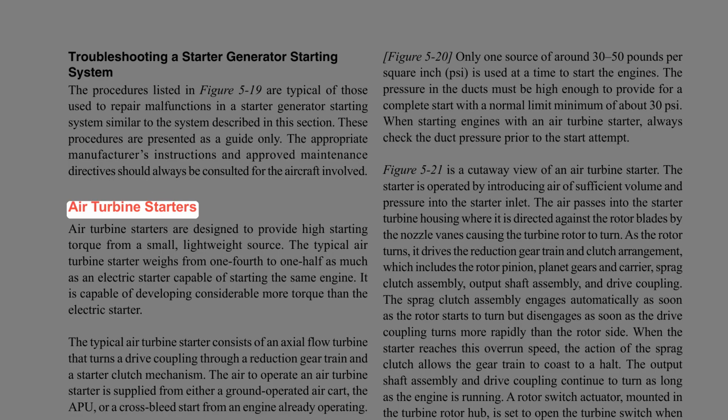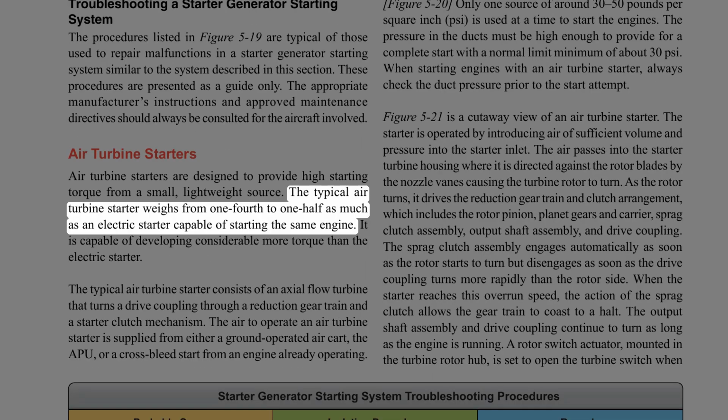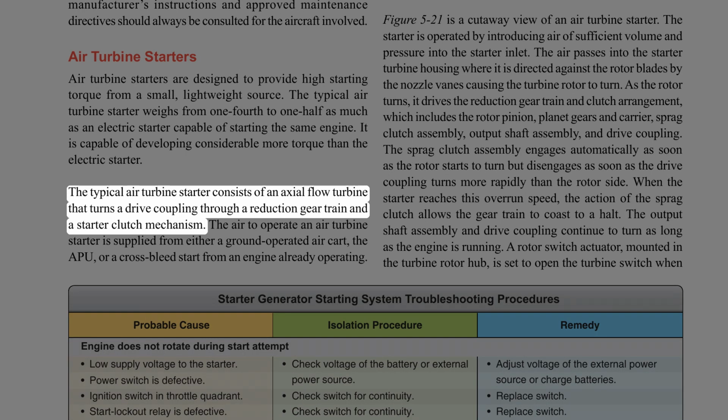Air turbine starters. Air turbine starters are designed to provide high starting torque from a small, lightweight source. The typical air turbine starter weighs from 1/4 to 1/2 as much as an electric starter capable of starting the same engine. It is capable of developing considerably more torque than the electric starter. The typical air turbine starter consists of an axial flow turbine that turns a drive coupling through a reduction gear train and a starter clutch mechanism.